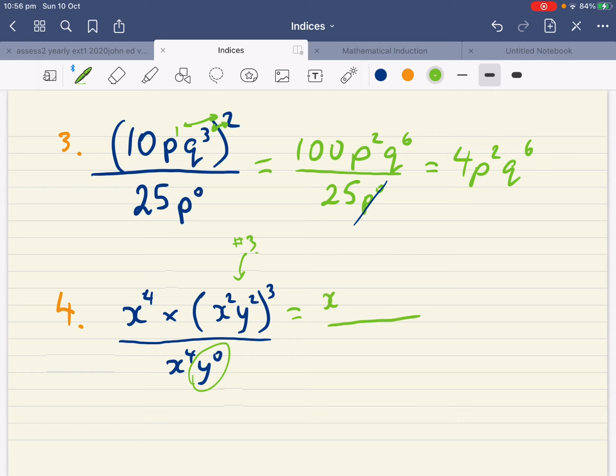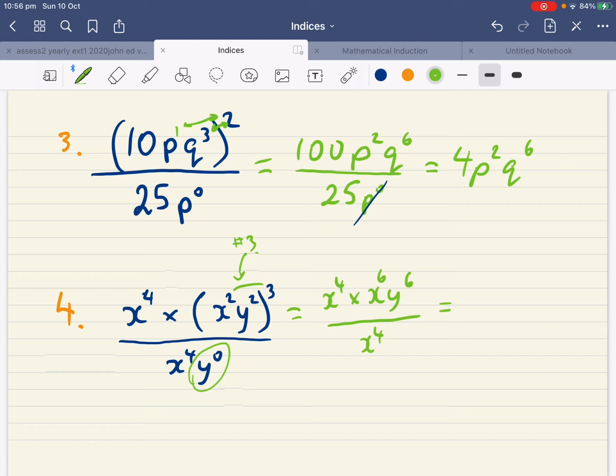On the top, we have x to the 4 times... okay, what's this going to become? Remember power of a power: base stays the same, multiply the 2 powers. Okay, you just end up with that. And on the bottom, the y to the 0 just becomes a 1. So you've got 1 lot of x to the 4. There it is. Okay, so that's covered.